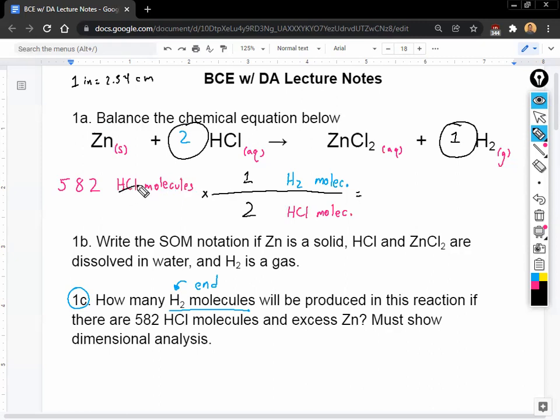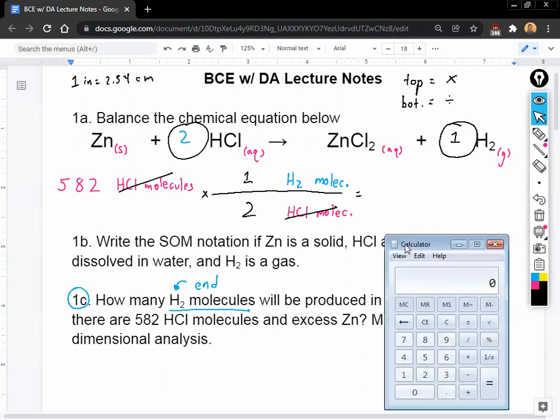Okay, so we're gonna cancel out the HCl and the HCl. The only thing we have left is H2, and now we just need to do the math. So if you guys remember, the numbers on the top, we're gonna multiply, and the numbers on the bottom, we're going to divide. So let's plug this into our calculator. If you guys have your phone or your calculator, this would be a good time to take it out. You will need it for today's assignments and for during this lecture. So let's try out the equation.